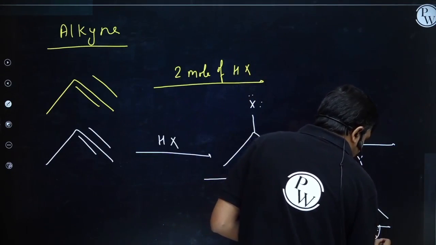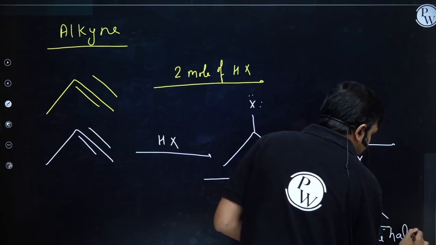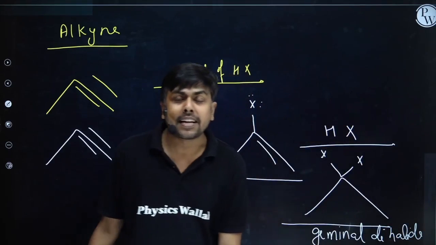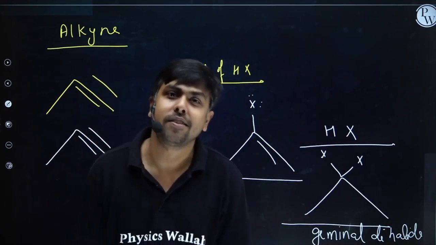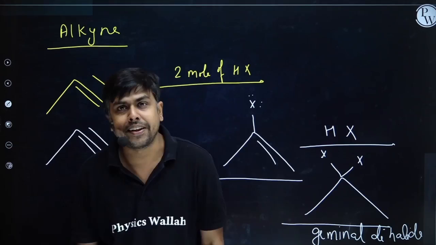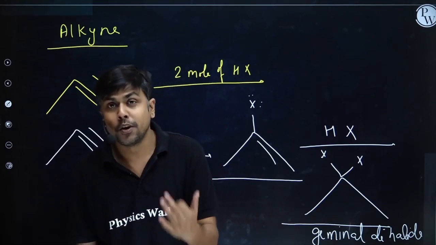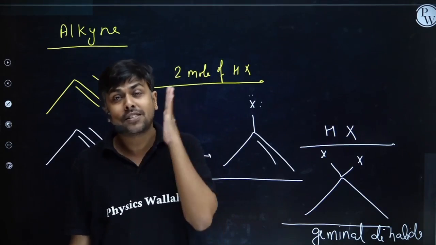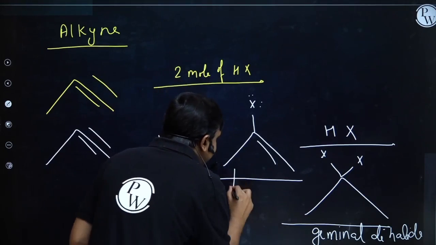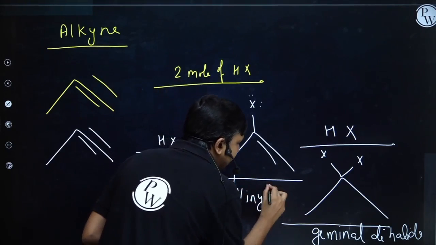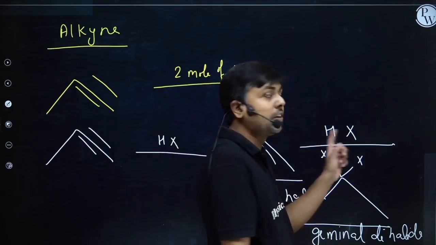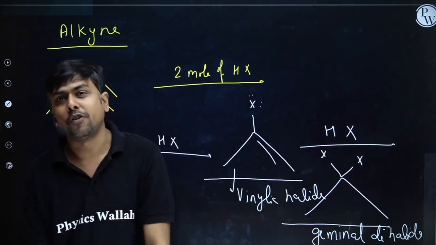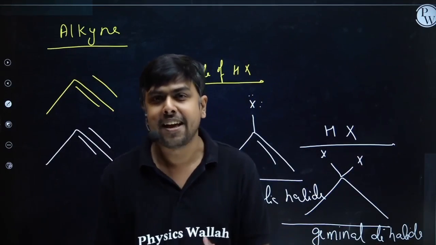Geminal dihalide. So if an alkyne is treated with two equivalents of HX, in that case we will get geminal dihalide. First I will have the formation of vinylic halide. This vinylic halide will further react with HX and will lead to the formation of geminal dihalide.